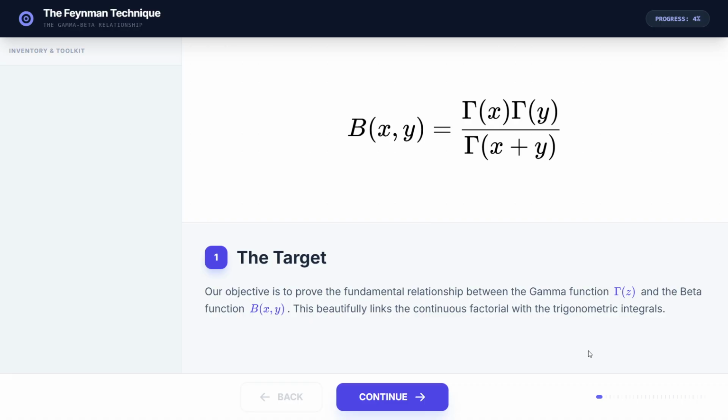So today we're going to be deriving this relationship between the beta and gamma functions. Now, I haven't really talked about the beta function much on this channel. It's just an integral defined in terms of x and y.